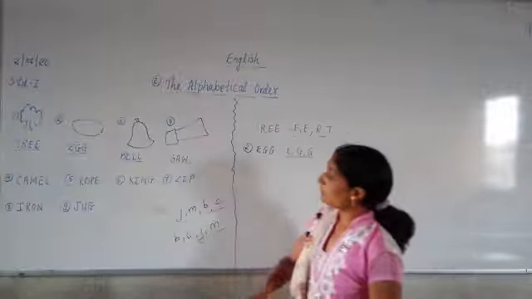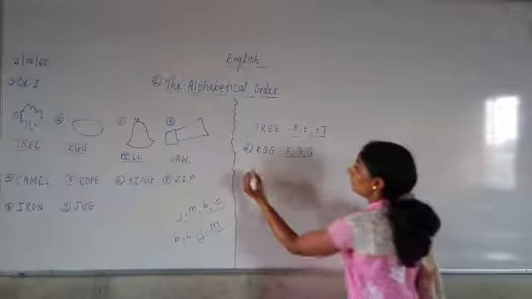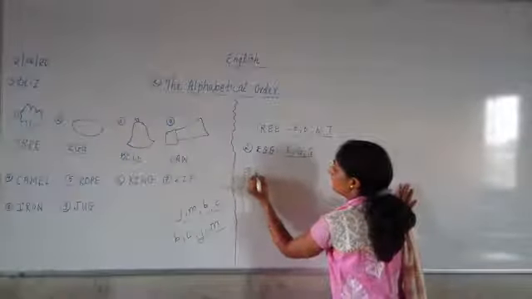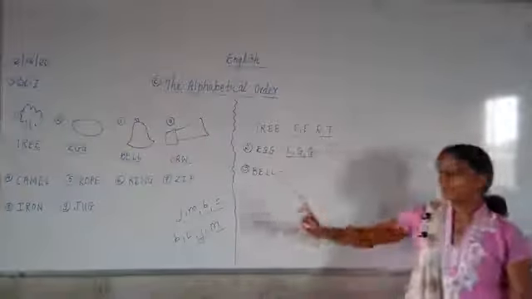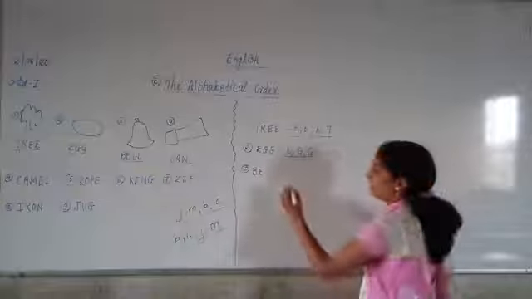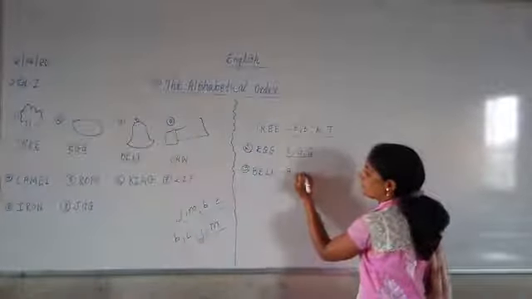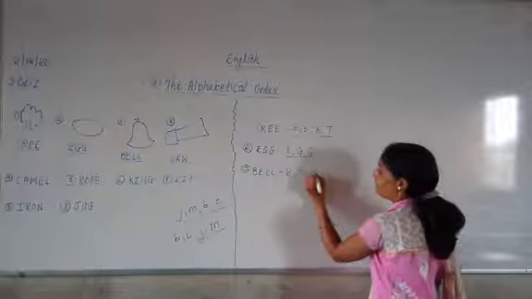Now next third one is bell. Which is third one? Third one is bell. B-E-L-L, bell. Now which letter will come first? I think so this word is also as it is. B is coming first, E is coming after B, and after that is L, L.